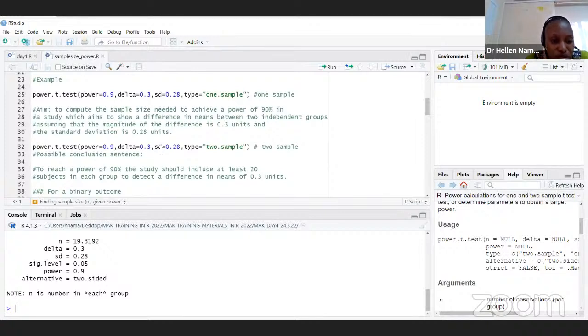The difference is 0.3, my SD is 0.28, and then my power of 90%. Remember, in this case, we have our N as 19. What about in case I change to 18? What happens? Will N change?